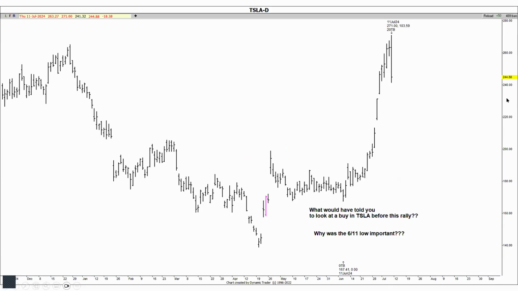Now here, I'll warn you, it's a trick question. What would have told you to look at a buy in Tesla before this rally occurred? Why was the June 11th low potentially important? And I don't expect anybody to get the answer unless you've seen my work before. So let's get into it.